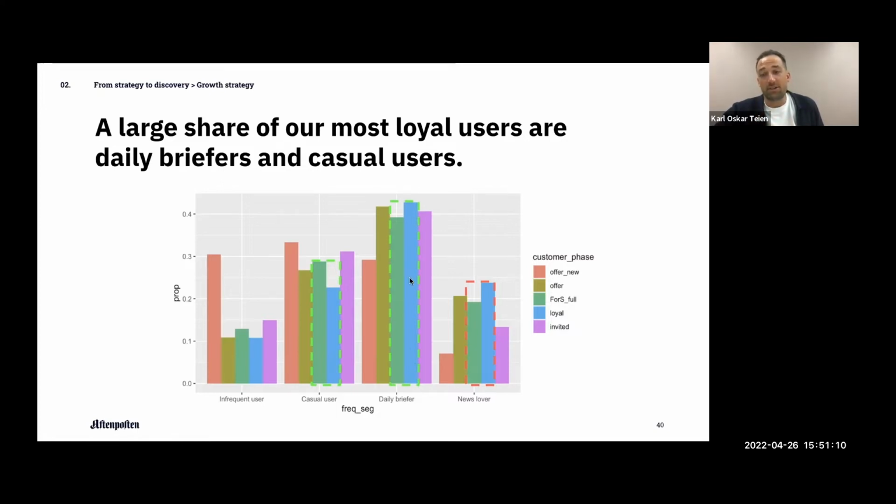So if you're focused on trying to optimize for the users that are most important to you financially, then you should focus on these groups, right? And that's an entirely different way of thinking than what we usually think. We think that super users or news lovers in this case are also the ones that bring us the most revenue. That's just not the case, right? So this is an eye-opener when you start combining these data sets.